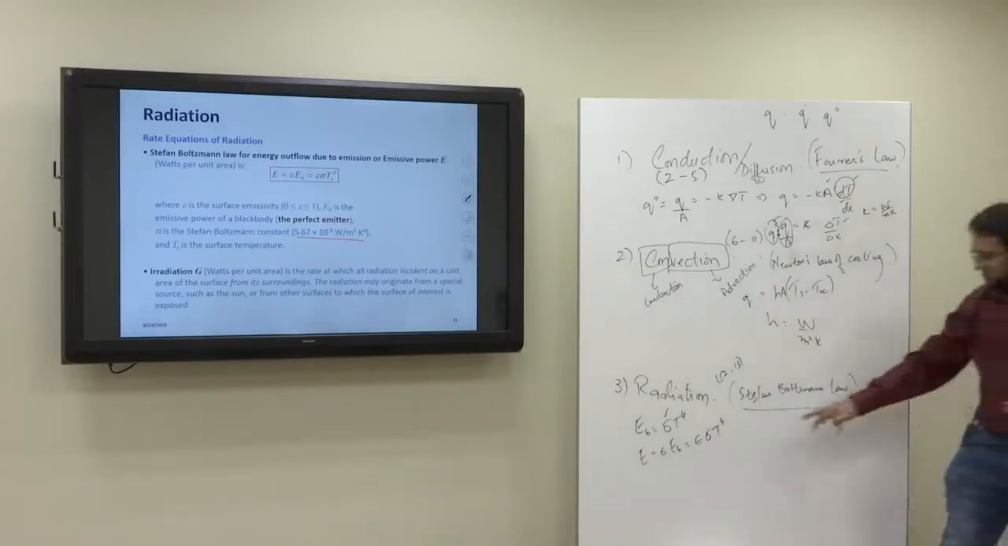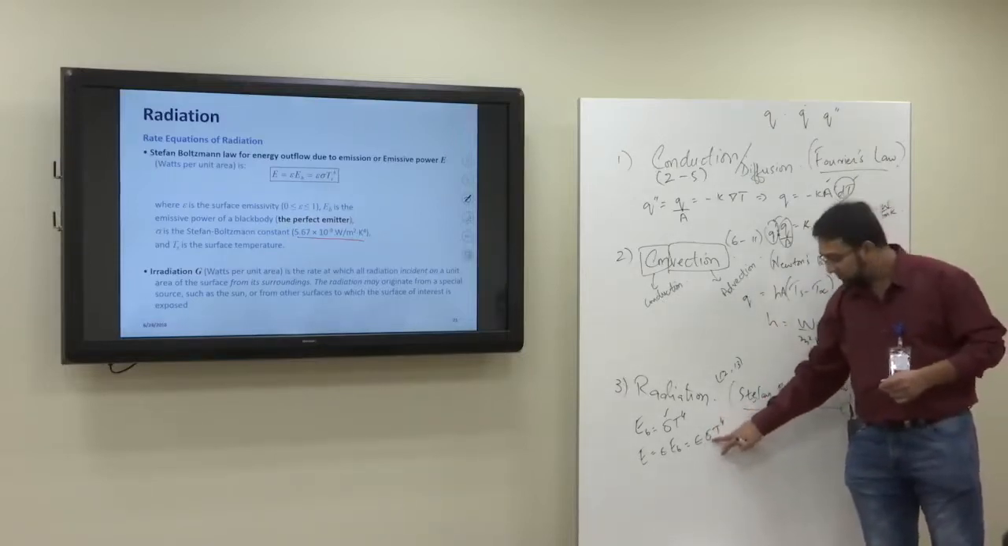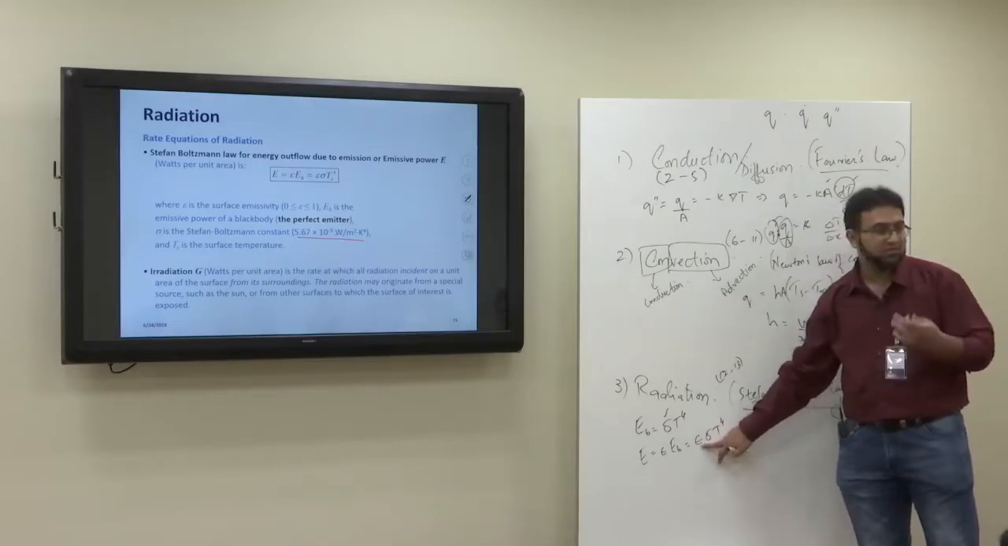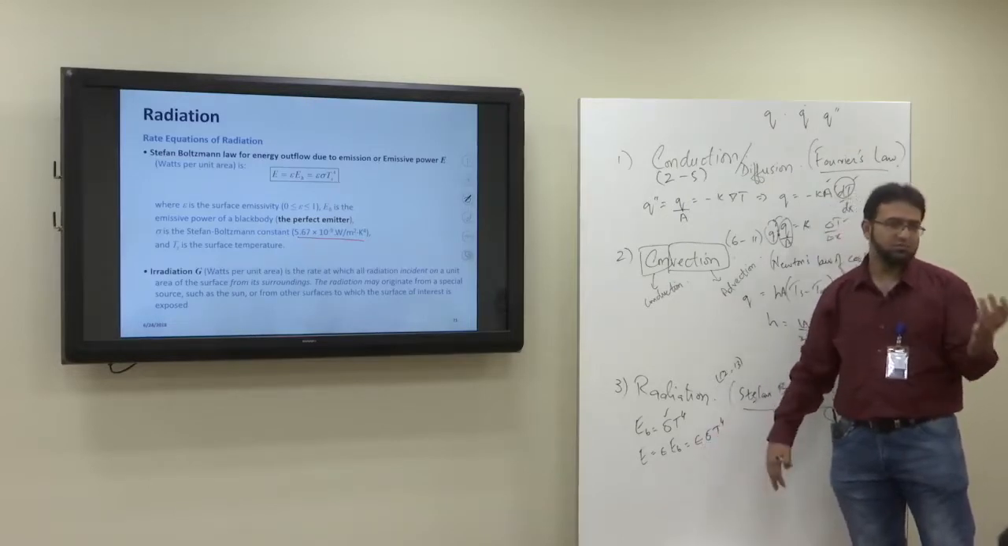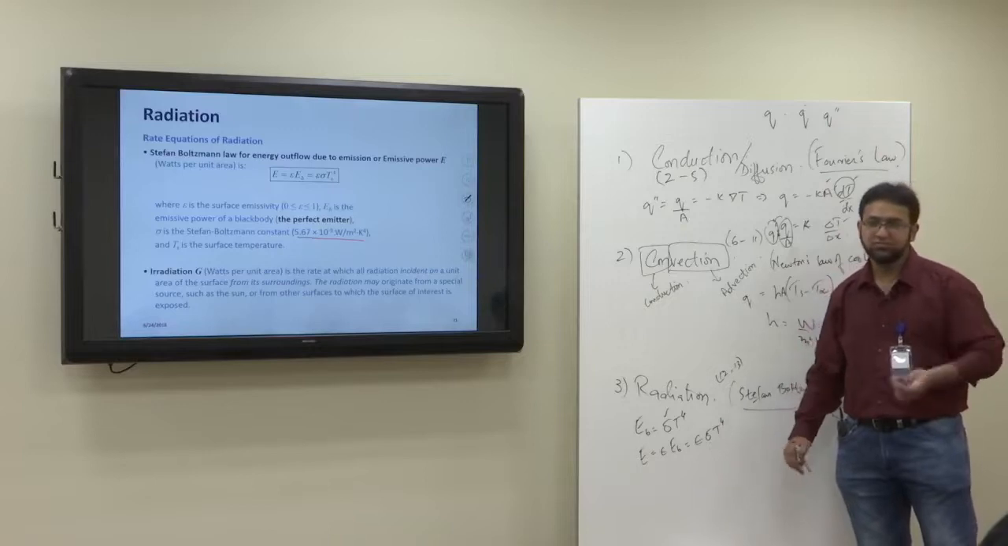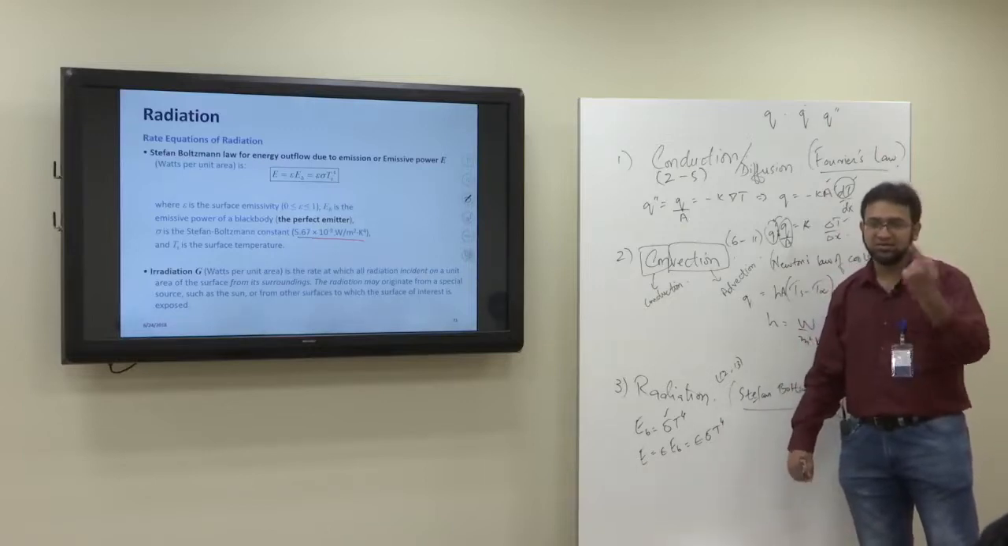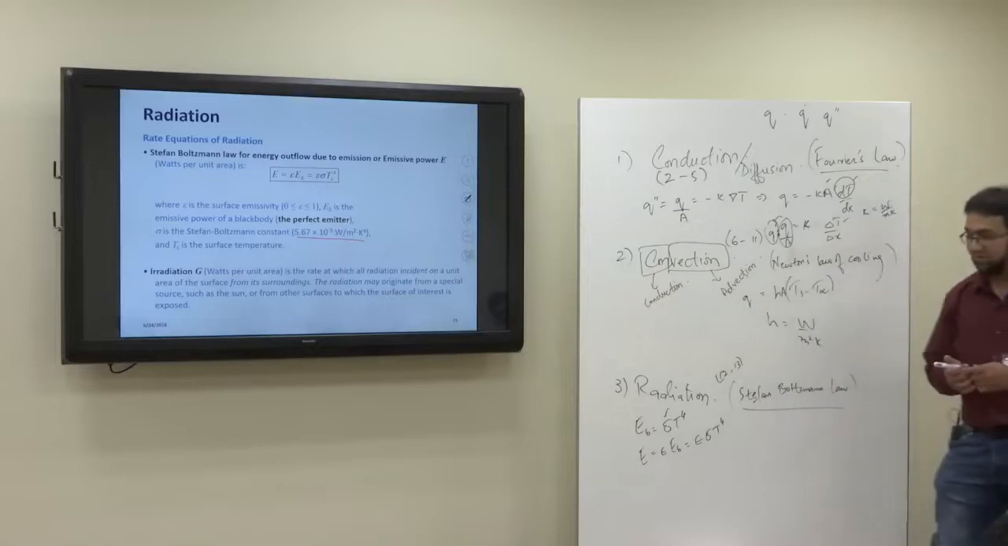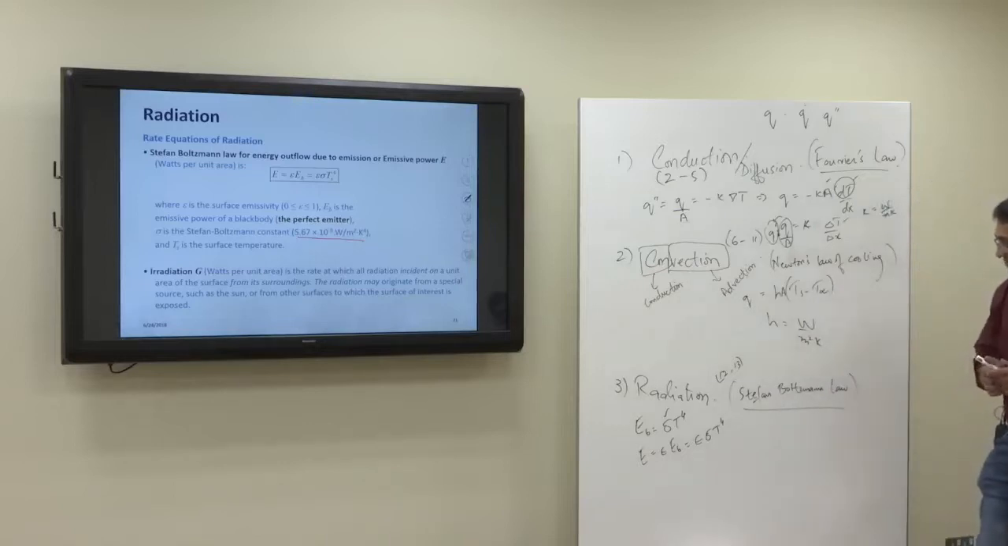Okay. So that was the energy emitted by the ideal body multiplied by the emissivity. It's like the efficiency or percentage. It will never be 1. It will be less than 1. Okay. So that was about the emission.